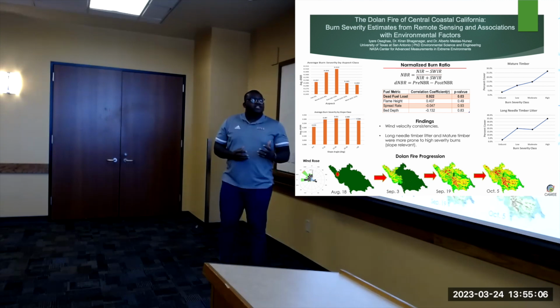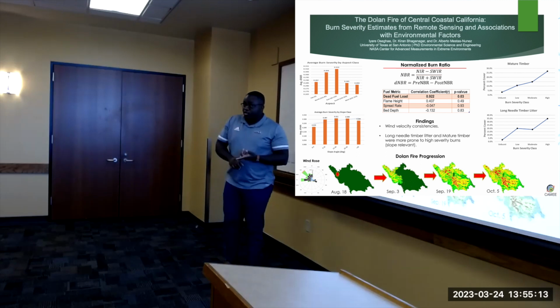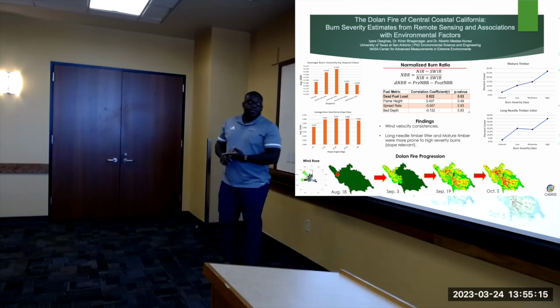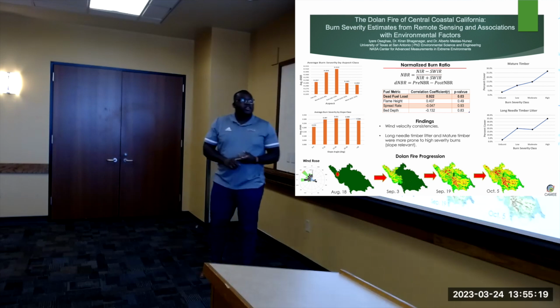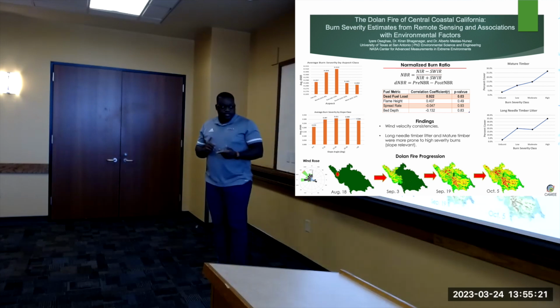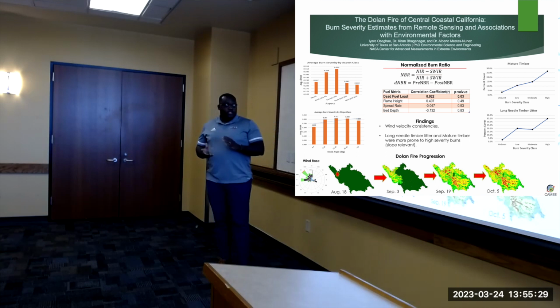And so once we have this burn severity index, we can now make comparisons with environmental factors. For this study, they're going to be the aspect, or the direction in which the slope is facing, the slope, or the steepness of the terrain, the vegetation fuel type, temperature, precipitation, and wind as well. So first, we're going to look at the correlation between burn severity and the aspect.